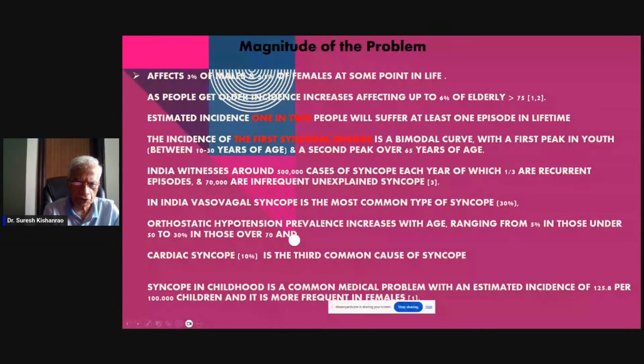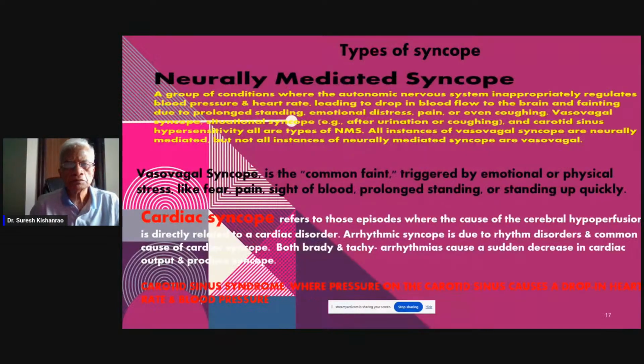As we already discussed, in India, vasovagal syncope is the most common, followed by orthostatic hypotension, particularly in aged people. Cardiac syncope is the third most common. Syncope in childhood is also common, but it is not the discussion of today's subject. So neurally or reflex related is what we have already discussed.